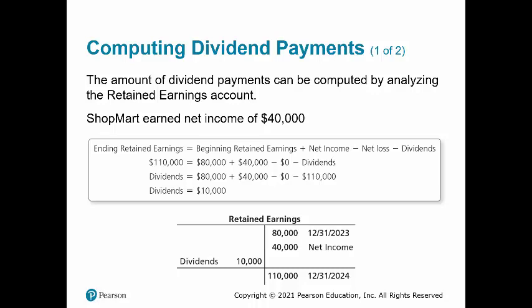So even if we were unable to look at all of the journal entries, we would be able to tell that dividends had been declared, because retained earnings should have increased by $40,000, but it only increased by $30,000. So by using our equation, we can actually determine that Shop Mart Inc. must have issued $10,000 of dividends for 2024.